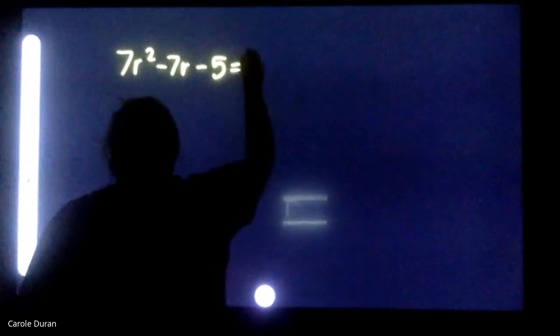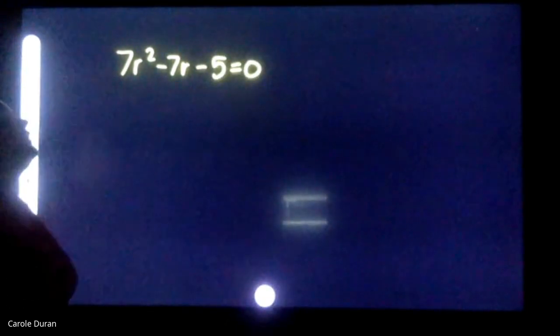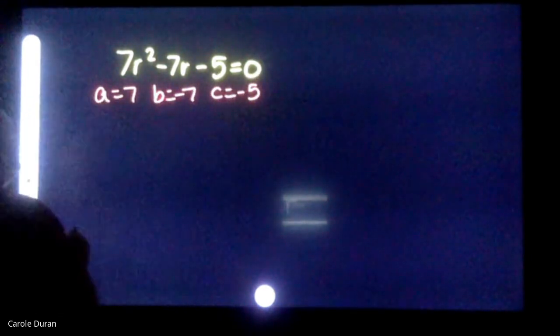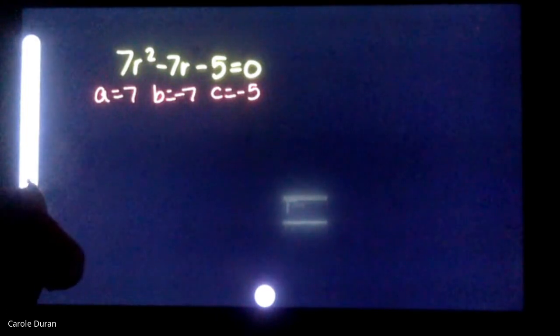So we're going to start with number 34 because that's where we left off. 34 asks us to solve this equation using the quadratic formula. My equation is 7r squared minus 7r minus 5 equals 0. To use the quadratic formula, we have to identify what our a, b, and c terms are. So a here is going to be 7, b is negative 7, and c is negative 5. I go ahead and plug those into my quadratic formula.